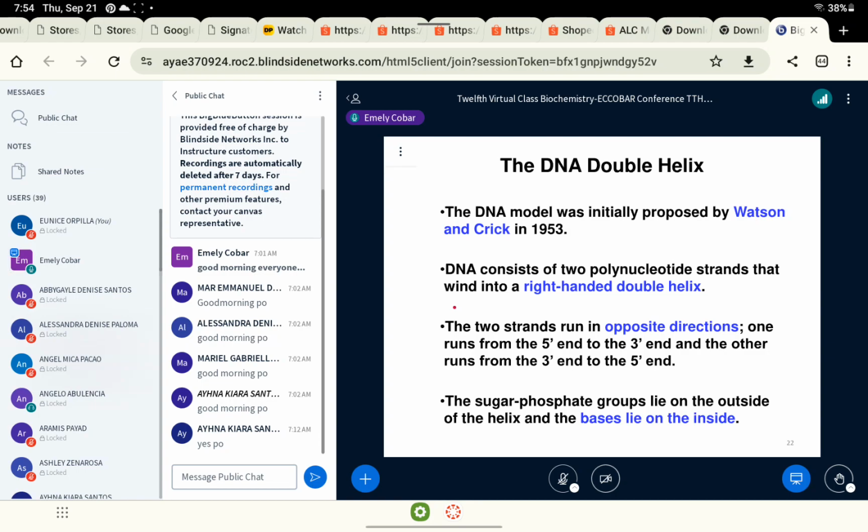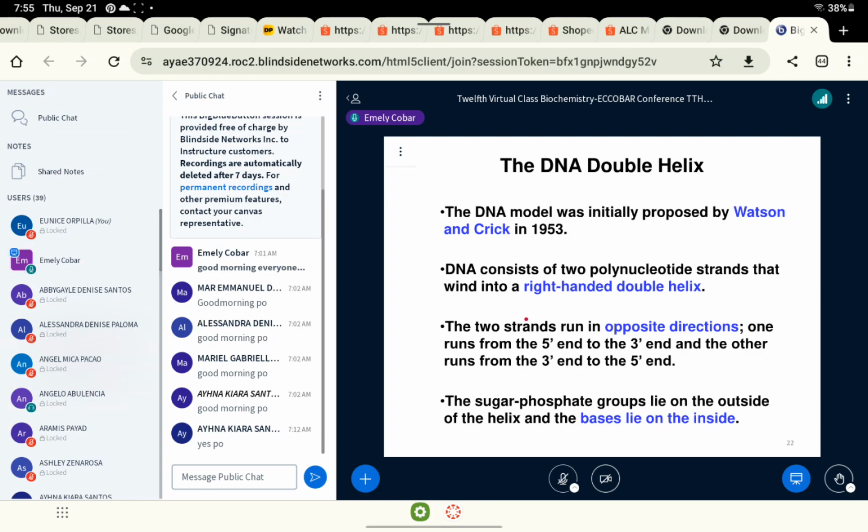Next. Now, what is the structure of the DNA? The DNA structure is a double helix. The DNA model was initially proposed by Watson and Crick in 1953. DNA consists of two polynucleotides. So here is another difference between DNA and RNA. Earlier we said RNA is just one polynucleotide, one strand, and it contains thousands of nucleotides. DNA has two polynucleotide strands that wind into a right-handed double helix. They are twisted around each other, forming a double helix, like a spiral stair, right?